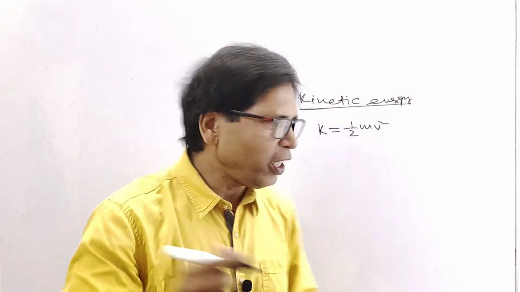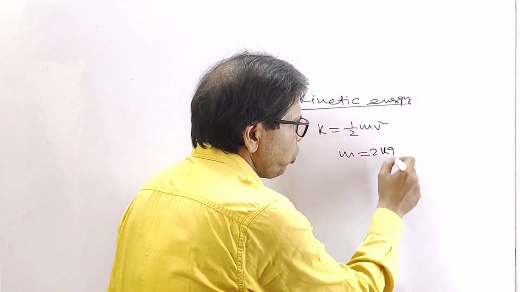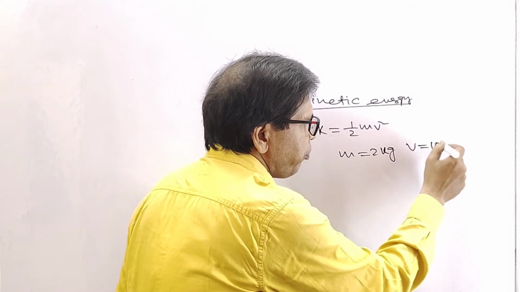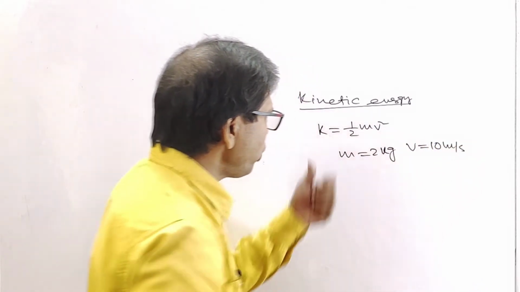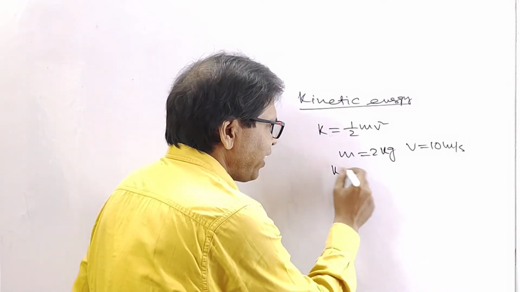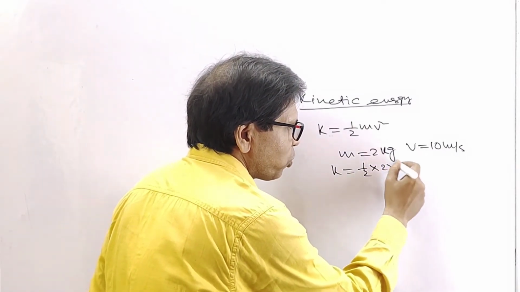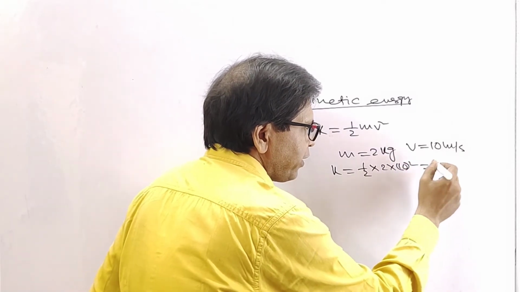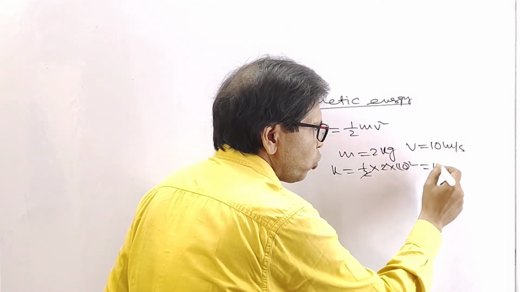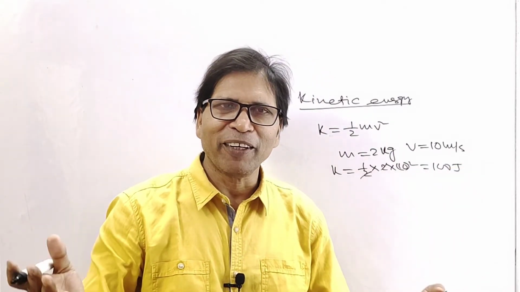A body of mass m equal to 2 kg moves with velocity v equal to 10 meter per second. What will be the kinetic energy? Here kinetic energy K is half, m is 2 and v whole square. So the 2 cancels out. So 100 joule is the kinetic energy of the body.